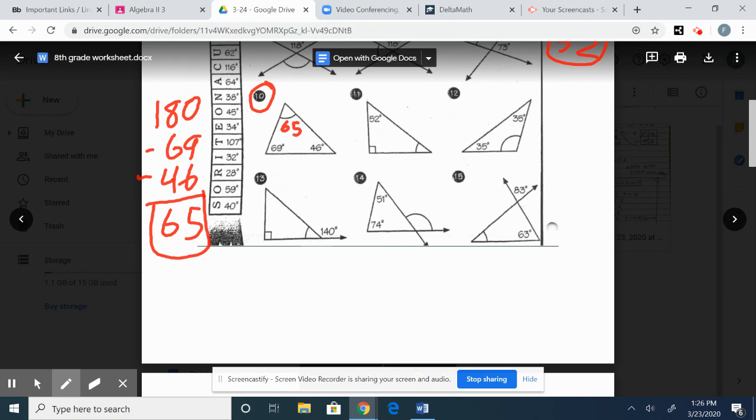That is what we're going to do: find the missing angle from all of the angles on this worksheet.